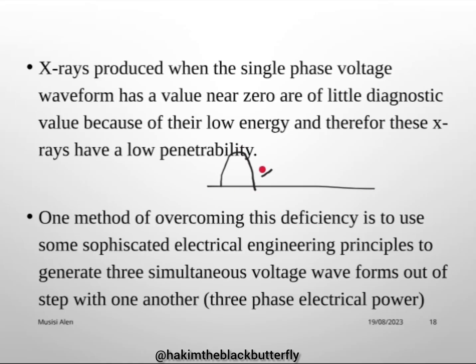When the voltage is falling to zero, the X-rays produced are of low energy. They have low penetrating power. They cannot penetrate through a patient. They will just be absorbed in the patient and increase the patient's radiation dose. It's only X-rays produced when the voltage is at the maximum that will have a high energy, penetrate through a patient, and intercept the image receptor for image formation.